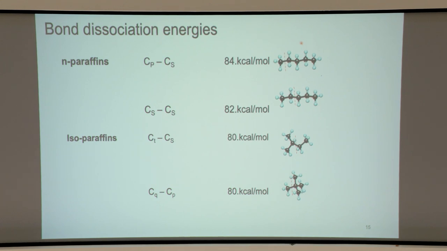And then here, paraffins: we said CC bonds between primary and secondaries are 84, between two secondaries 82. With isoparaffins, the bonds become weaker because of the tertiary group that's there. So in 4-methylheptane, some of those CC bonds are going to be weaker because they're next to a tertiary group.